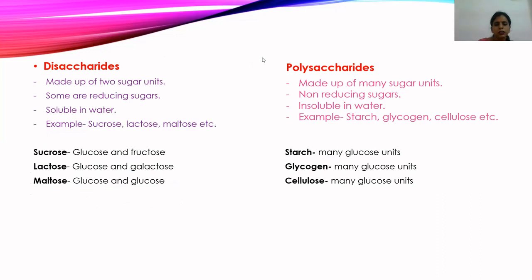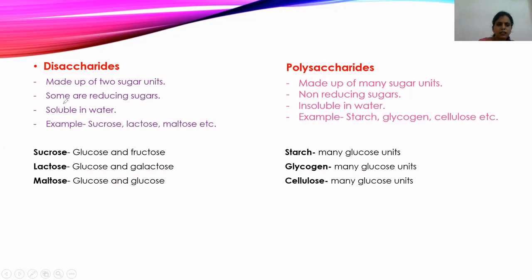Next type of carbohydrate is disaccharide. You can see here, disaccharide. The meaning of this word is: di is two, and saccharide means sugar unit. So the carbohydrates which are made up of two sugar units are known as disaccharides.